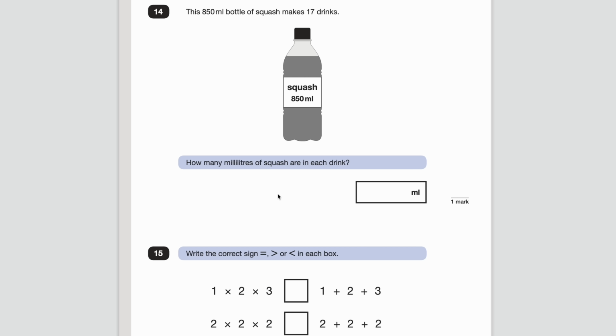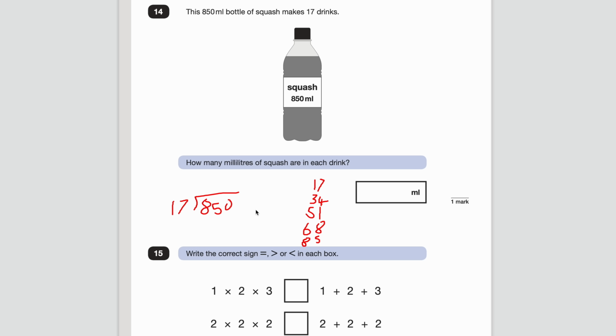Number 14, this 850 milliliter bottle of squash makes 17 drinks. How many milliliters of squash are in each drink? So if this whole bottle makes 17 drinks, we need to divide it by 17 so we know exactly what's in each cup. So how do we do that? The best way of doing that is by doing some short or long division. As you've seen on many of my other videos before, I like to do it this way. I like short division. So I've just put some multiples of 17 along here just in case I need them.